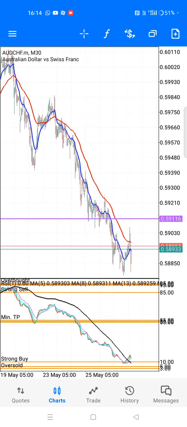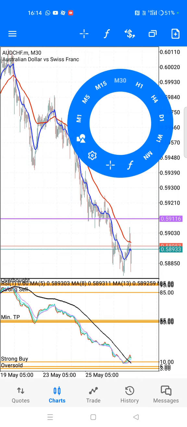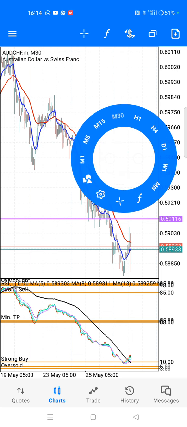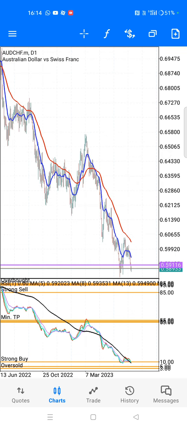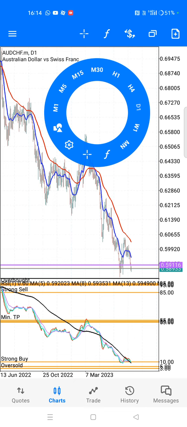But then, like I say, you have to look at the daily time frame. The daily time frame shows you a downtrend, means no point you look for a buy. Unless you are a scalper, yes, no problem, you can scalp.